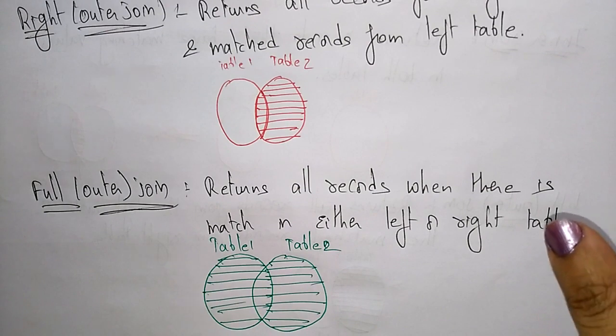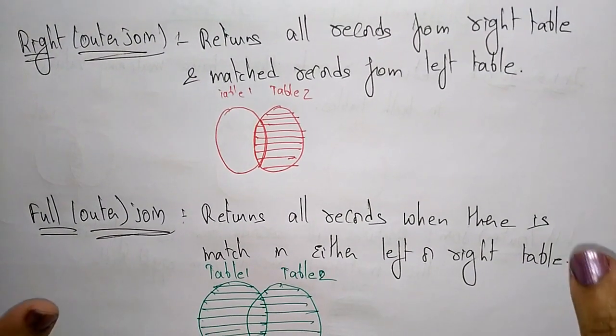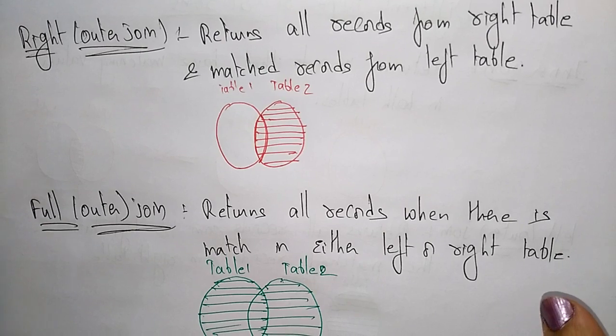So these are the different types of SQL joins: inner join, left outer, right outer, and full outer join.